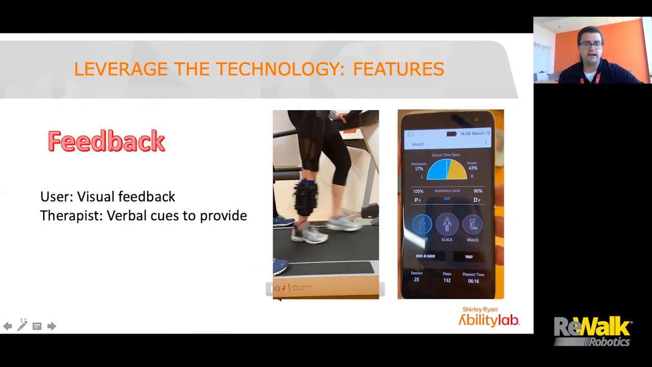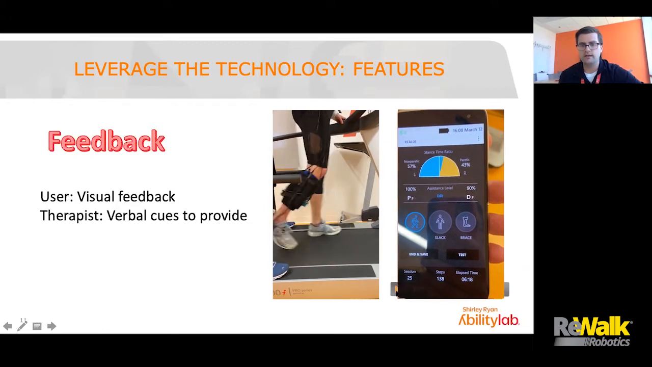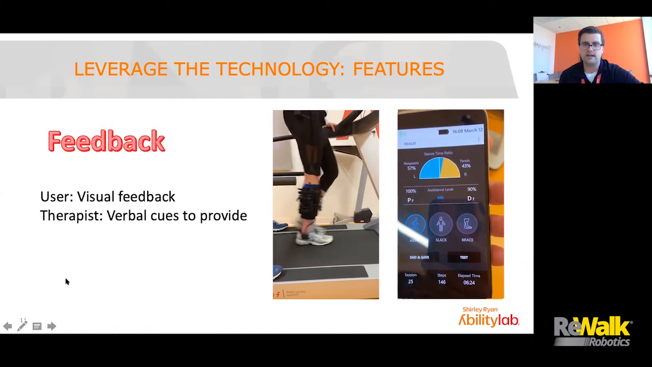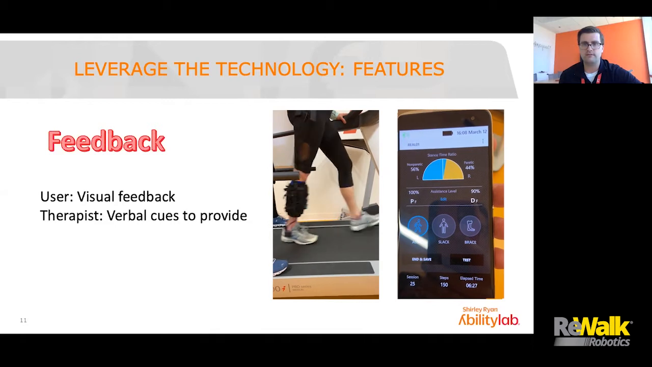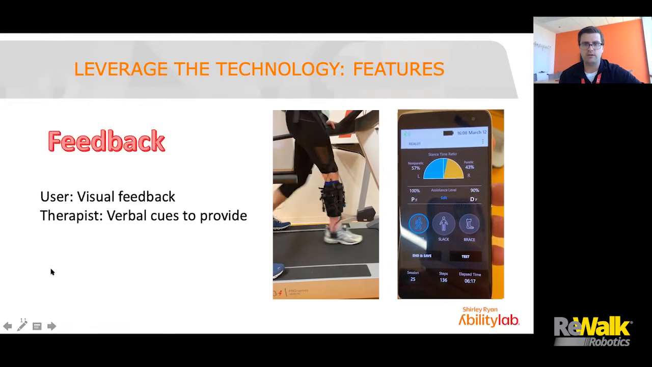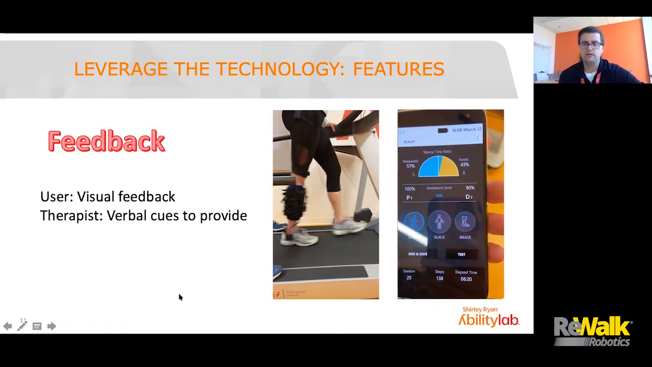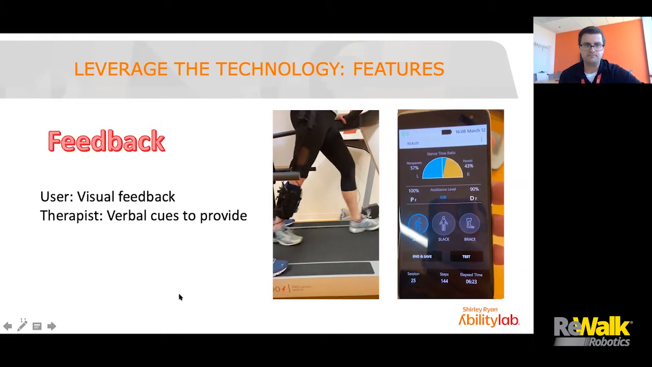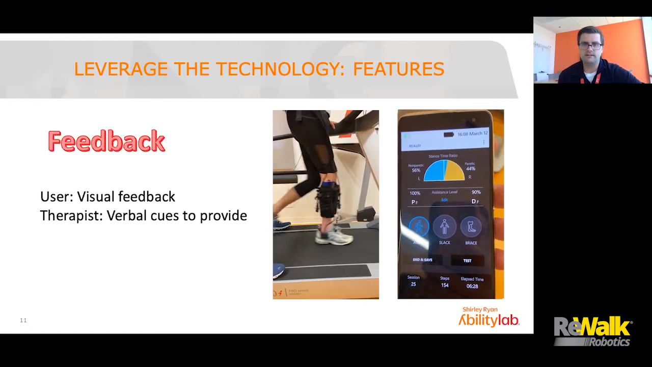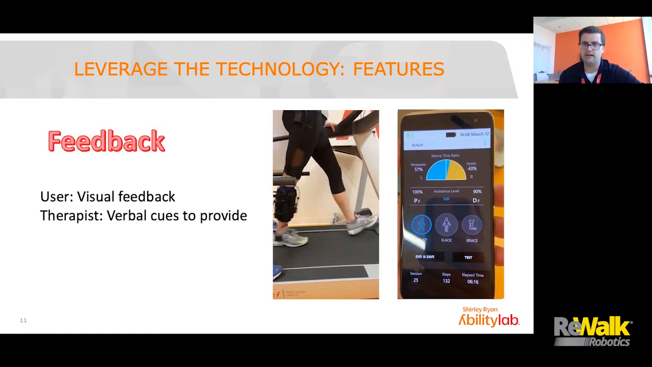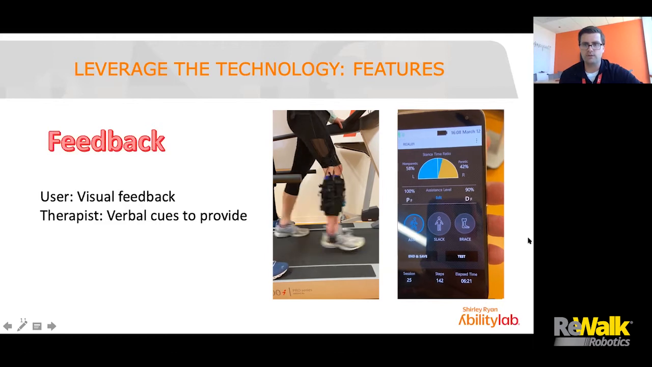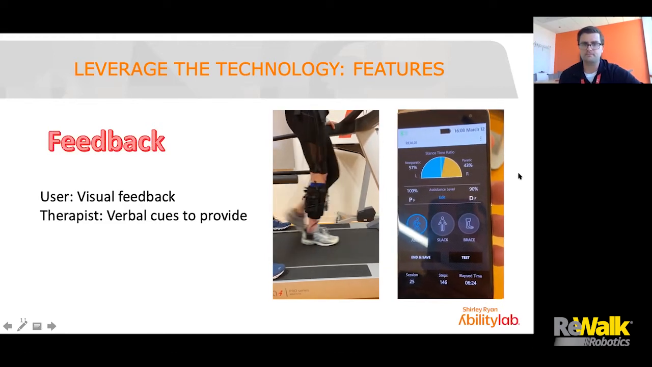So then feedback, we have the Restore here, and what we like as therapists is that in real time I can see that stance time ratio change based on the cues I've given her. As she responds to what the device is helping her do and what I'm cueing her to do, we're seeing changes in that stance time ratio. I think also for the user, sometimes people are a little bit more of a visual learner. They like to see that bar going towards the center when they do a certain thing. So I think both the user and the therapist can benefit from that type of feature.